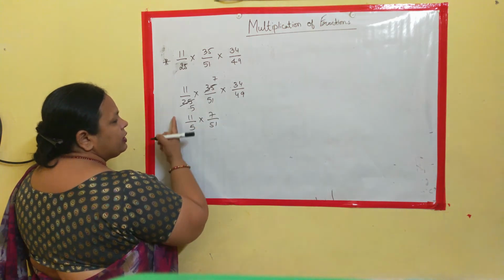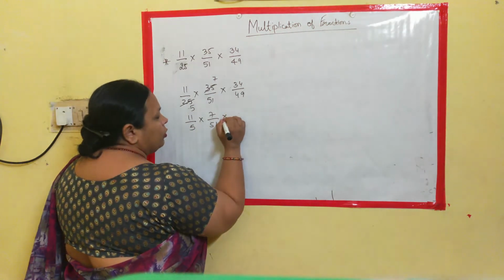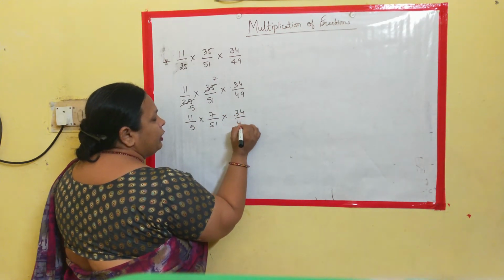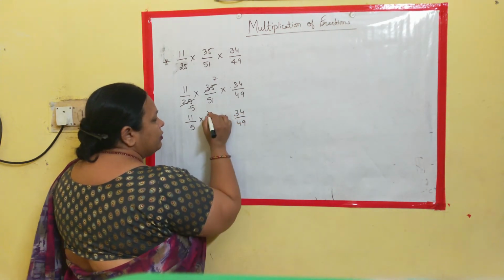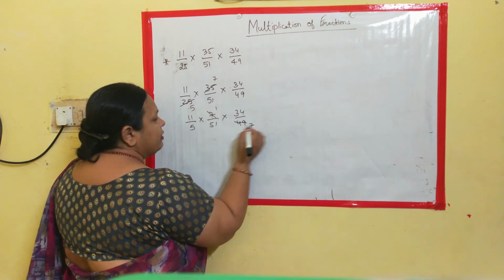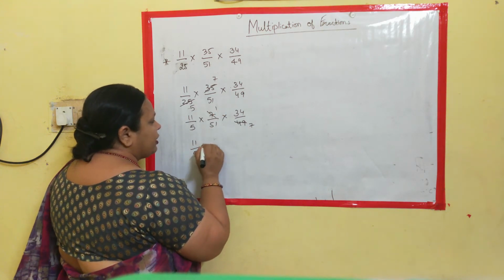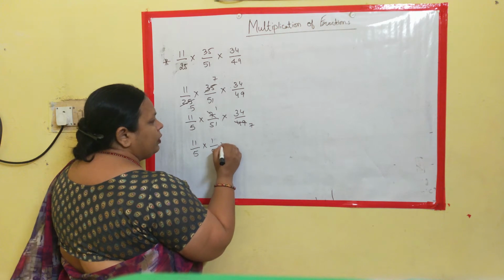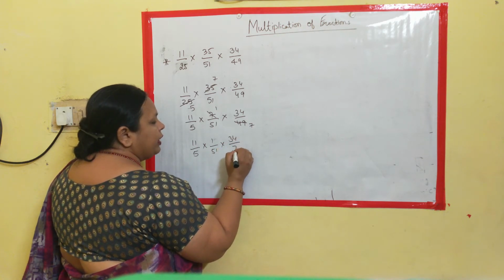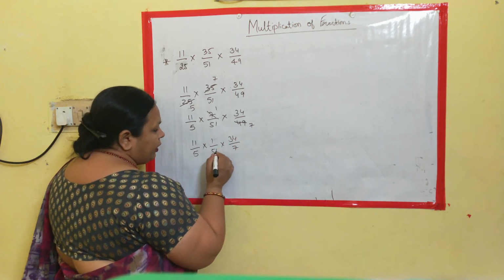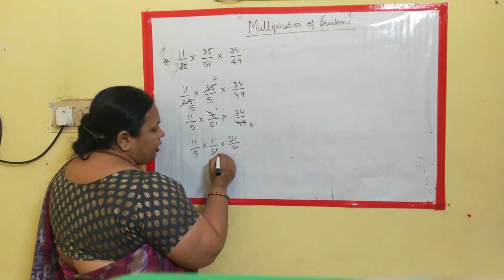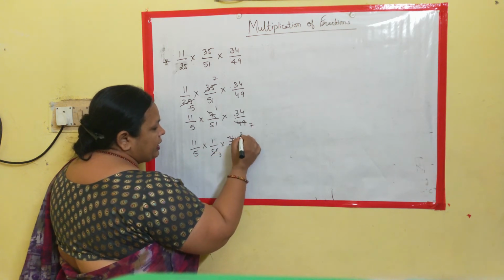No more further cancellation possible here. So we are going to take 34 by 49. When we are taking this, we can see 7 ones are 7 and 7 sevens are 49. Again write it as it is. This is 1 by 51 into 34 by 7. So here the cancellation is 17 threes are 51 and 17 twos are 34.